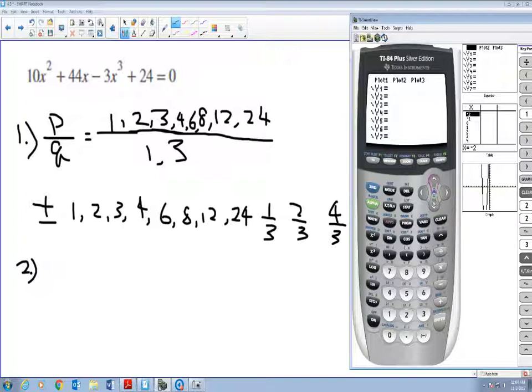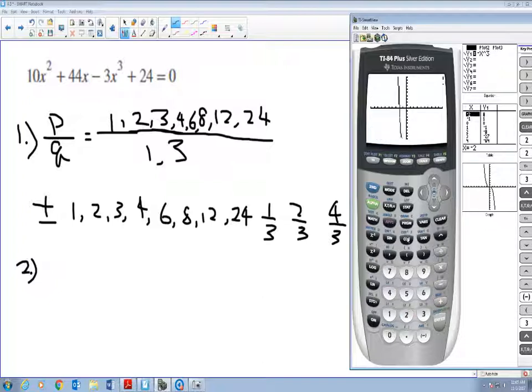Negative x to the third. No, negative 3x to the third, plus 10x squared, plus 44x, then plus 24. There we go. There it goes. Left side up, right side down.